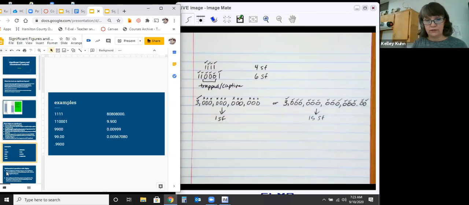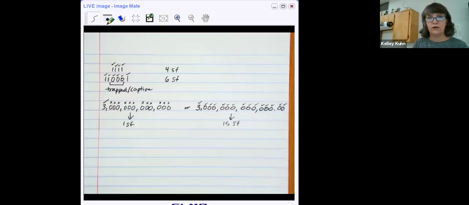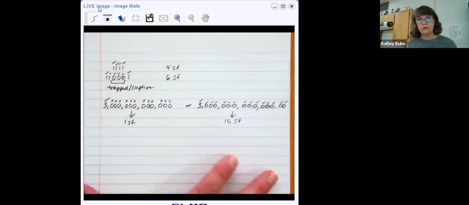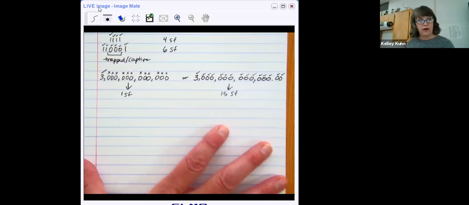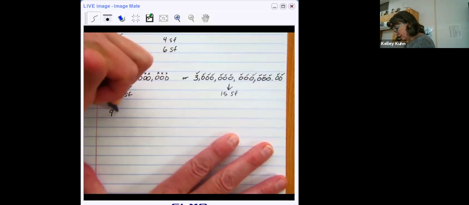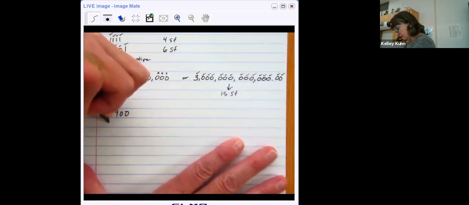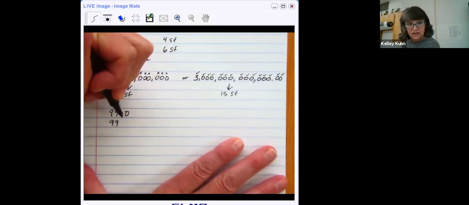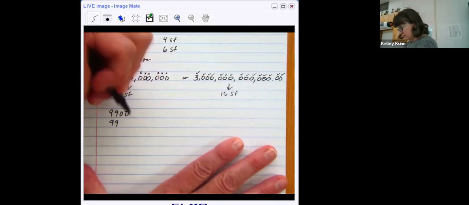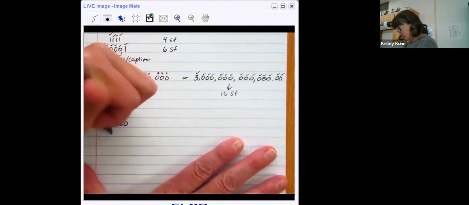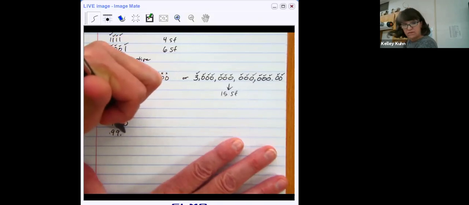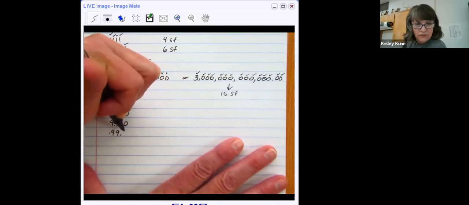I am going to change my share to this one so you see it a little bit larger. Moving this up, to the right you have some different numbers. You have 9,900, just making sure I'm getting these right.